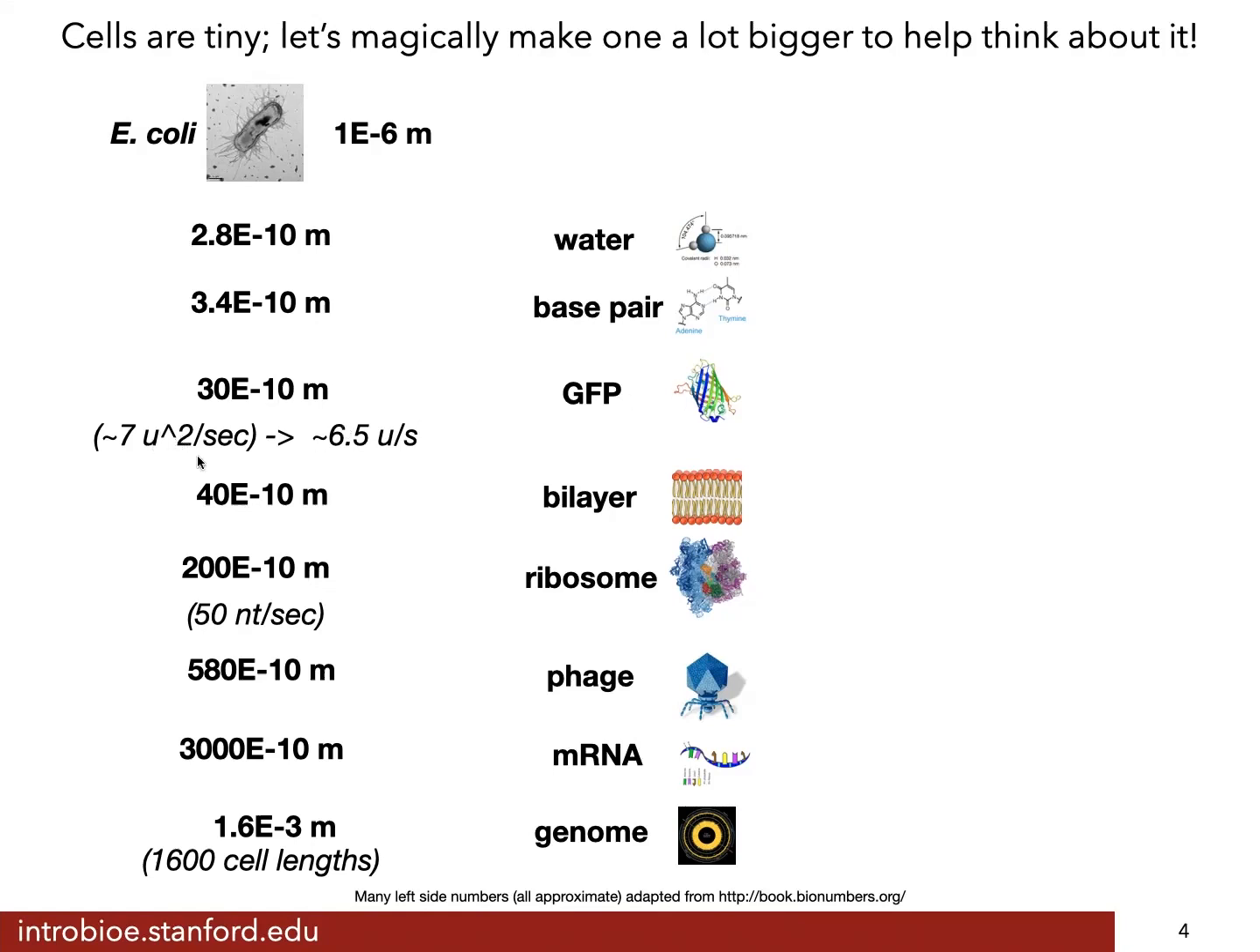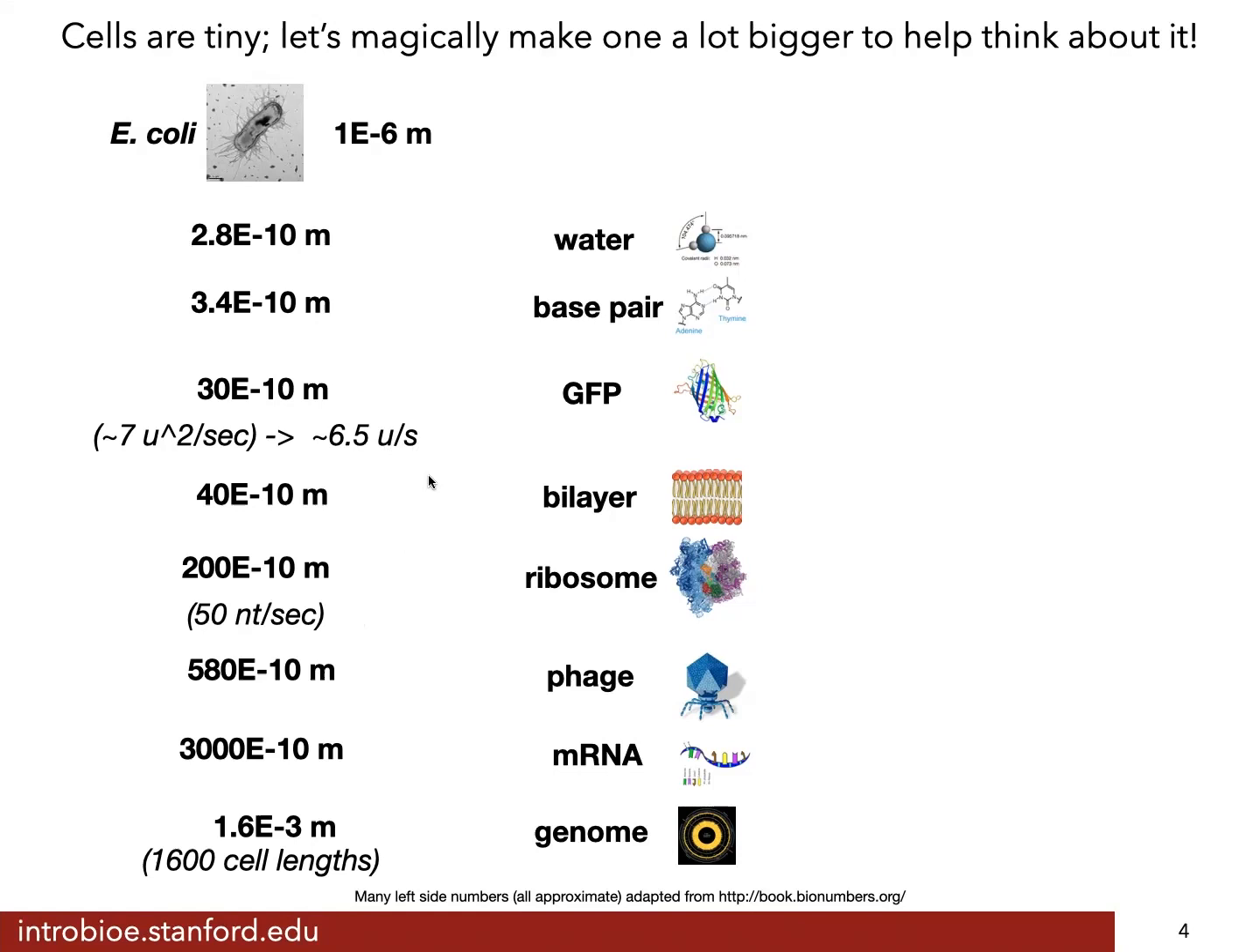So this GFP, we can represent how quickly it's moving, and this will make more sense in a few slides, but roughly it's moving about 6 microns per second. A micron is 1/1,000,000th of a meter. All right, so see what I mean? Cells are tiny. These numbers, they're real or approximately real.